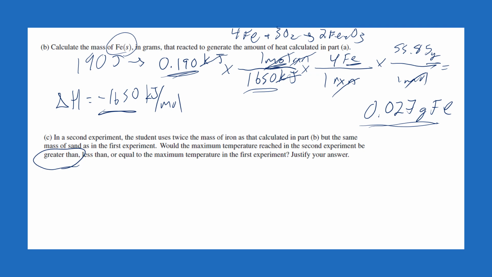So again, because you're changing the thing that is actually producing the heat when it reacts, you're going to have more heat produced, so a greater temperature. If the sand was changed but the iron was kept the same, you wouldn't see it. You might see a lower temperature because you'd have more sand that you need to change the temperature of. Okay, so that was it for that question.